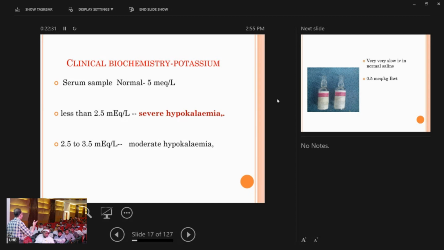Sometimes you will be seeing the cases at the doorstep of the farmers. You may not be able to see the serum level. By clinical signs you will be doing. If you are going for IV preparation, it is a must to see the serum value. Without seeing the serum value, you should not go for IV preparation. So you have to go for only oral administration.